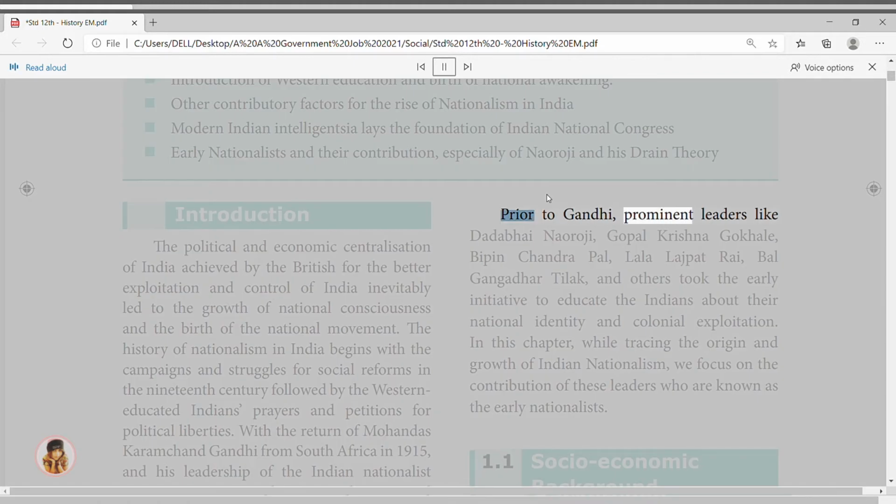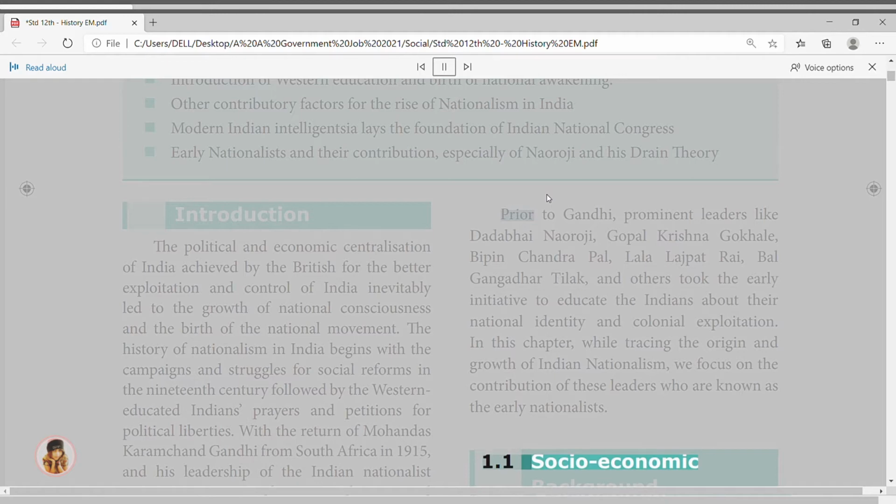Prior to Gandhi, prominent leaders like Dadabhai Naoroji, Gopal Krishna Gokhale, Bipin Chandra Pal, Lala Lajpat Rai, Bal Gangadhar Tilak, and others took the early initiative to educate the Indians about their national identity and colonial exploitation. In this chapter, while tracing the origin and growth of Indian nationalism, we focus on the contribution of these leaders who are known as the early nationalists.